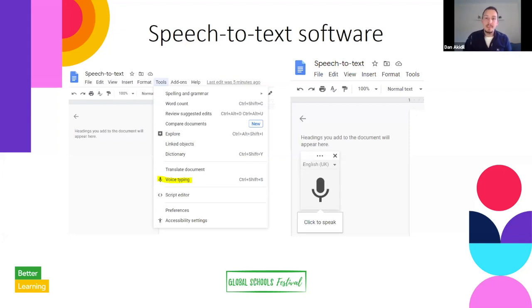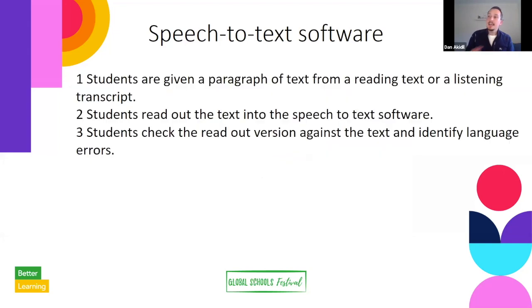One way I've used this is to give students a paragraph of text from a reading text or a listening transcript. Students then read out the text into the speech software, and then they have a side-by-side comparison. They can check the speech recognition document or the Google Doc versus the transcript or the reading text that they've read from, and then they can start to see where the inaccuracies are, or where they haven't been understood, and they can focus on that, reread it and work on it to improve.